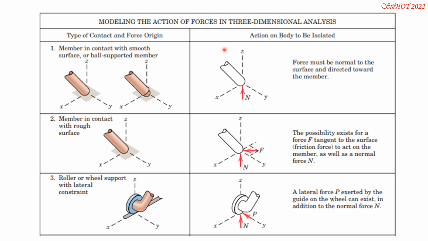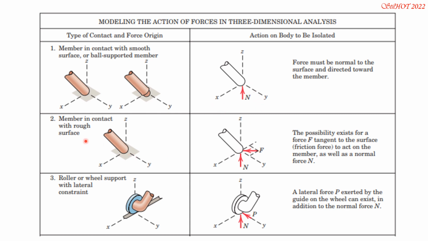And we have explanations here, modeling the action of forces in three-dimensional analysis. So type of contact and force origin. First situation, we have a member in contact with a smooth surface or a ball-supported member, and this is the same as the clip from Beer and Johnston. So the force must be normal to the surface, except the orientation which is different.